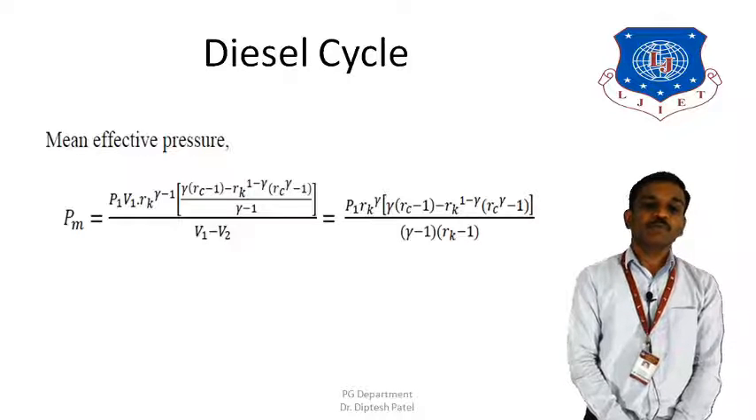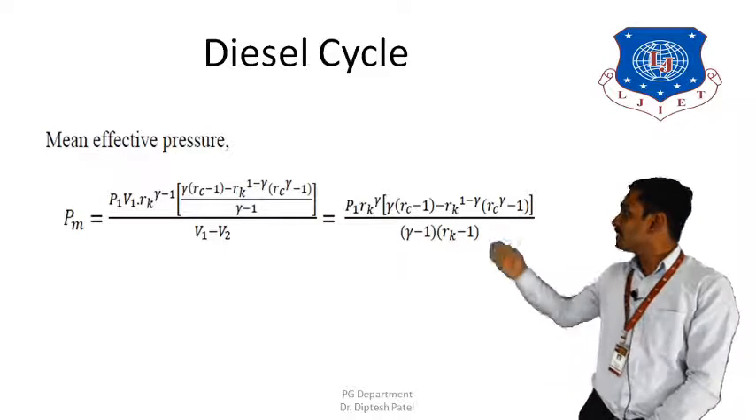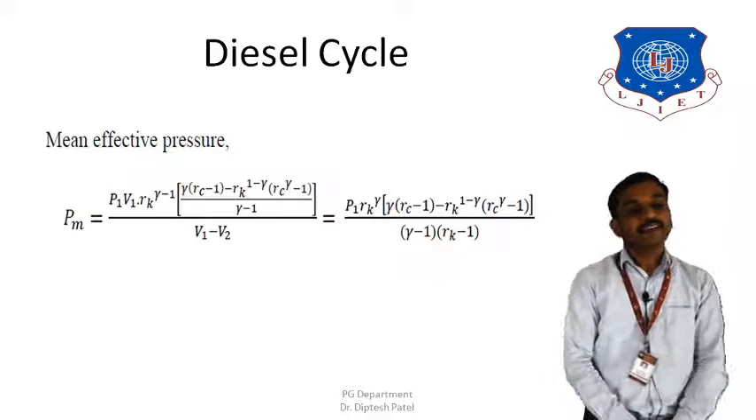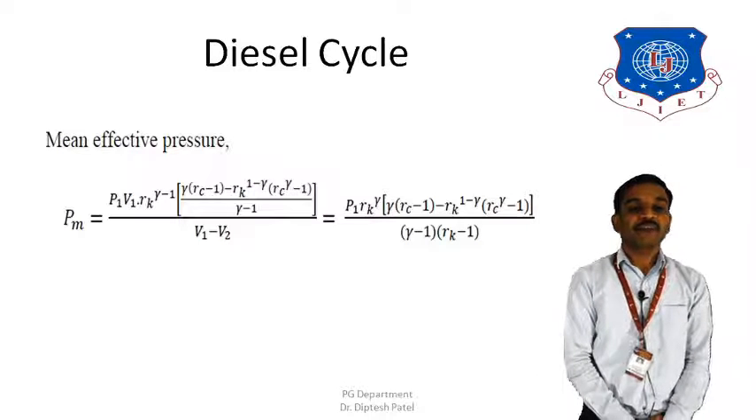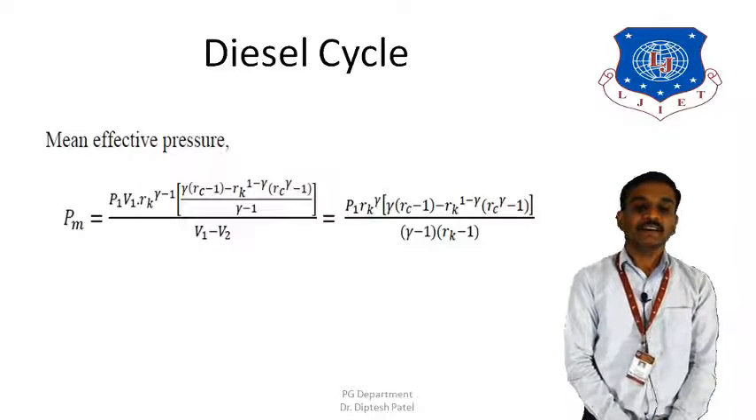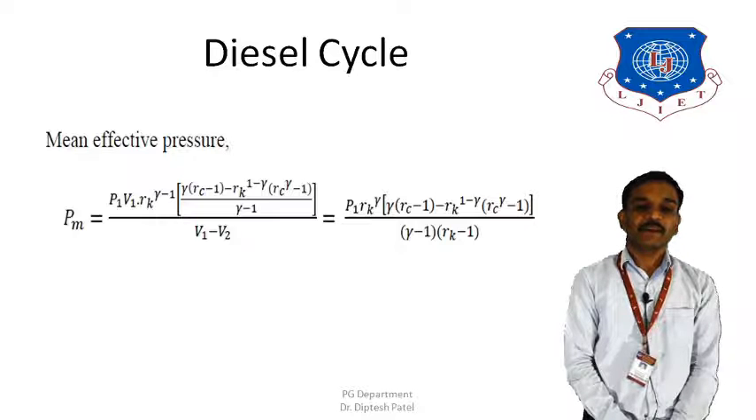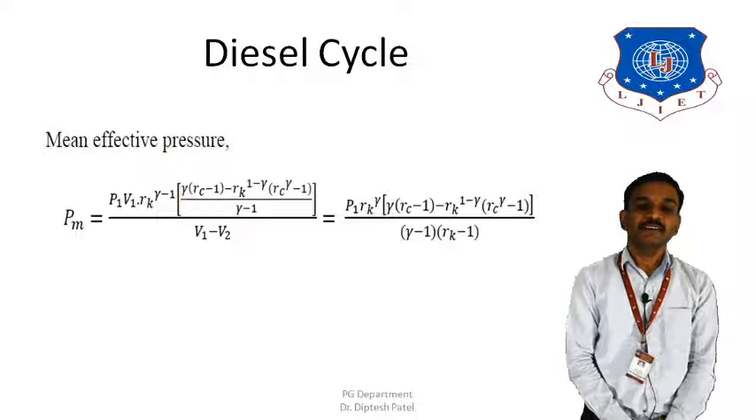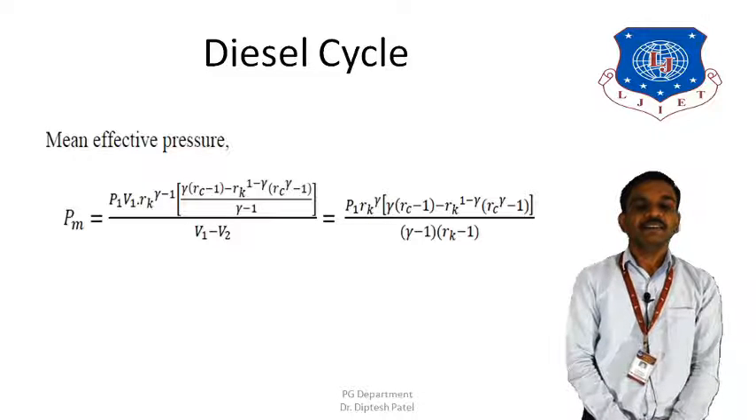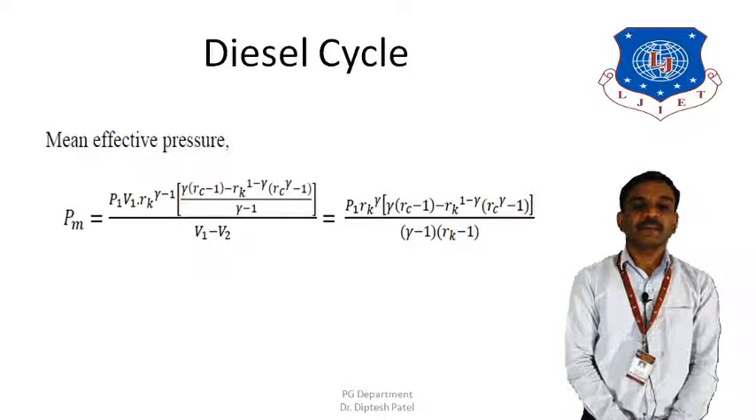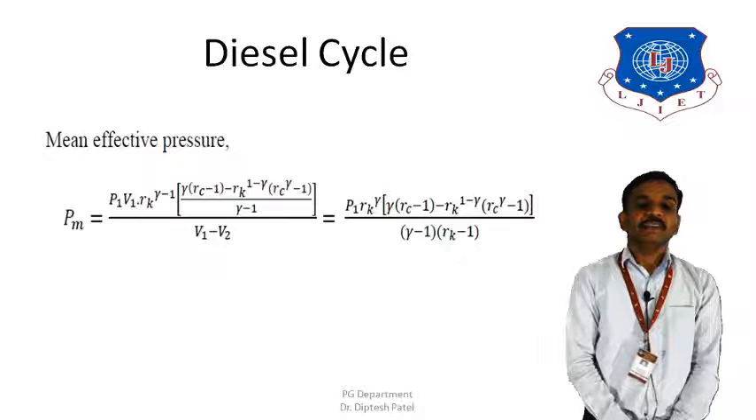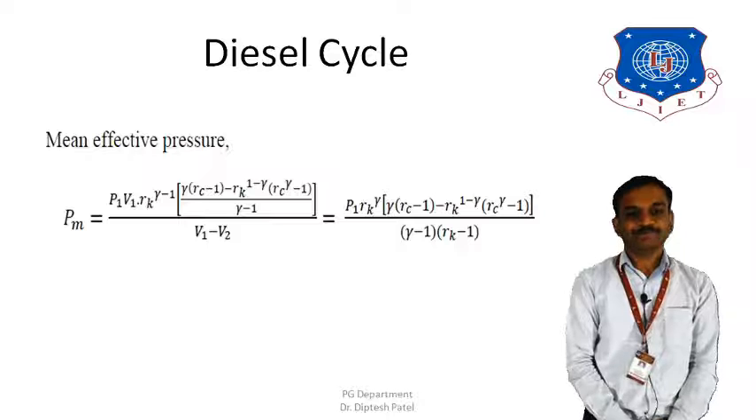Now let's move forward to the mean effective pressure. Mean effective pressure for the diesel cycle is P1 V1 Rk raised to gamma minus 1, inside the bracket gamma Rc minus 1 minus Rk raised to 1 minus gamma into Rc raised to gamma minus 1, and the whole term is divided by gamma minus 1, and that would be divided by V1 minus V2, that is the swept volume.